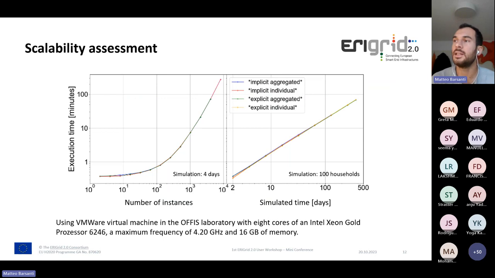Finally, we test the scalability of the solution, and we have a good and a bad news. The good news is that the solution seems to perform well with respect to increasing the simulated time, so the number of days that we are simulating. Here we are testing 100 households. With respect to the number of instances, so the number of households, keeping the simulation time fixed to 4 days, the execution time increased exponentially, which means that there might be a problem if we want to simulate really large-scale scenarios.